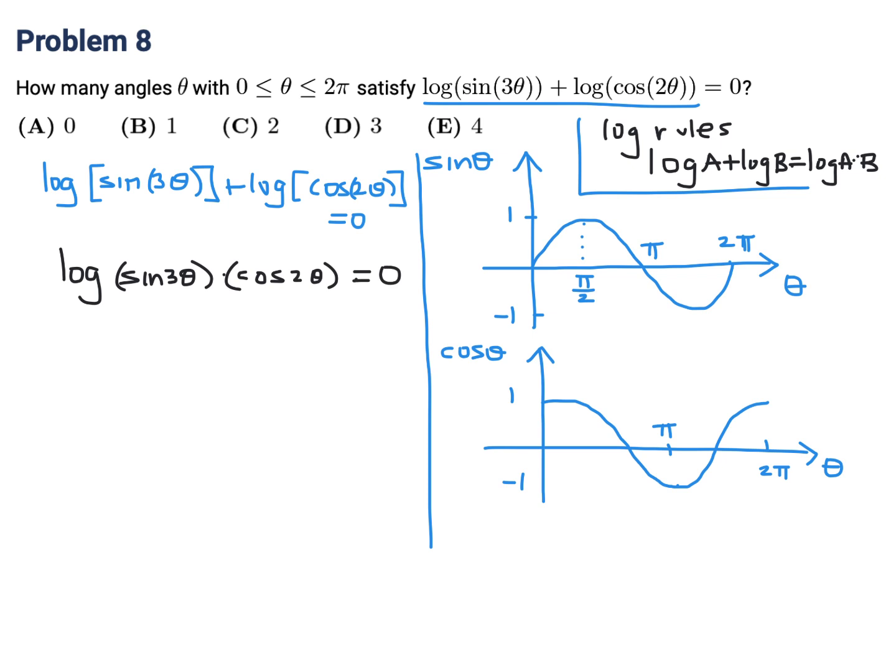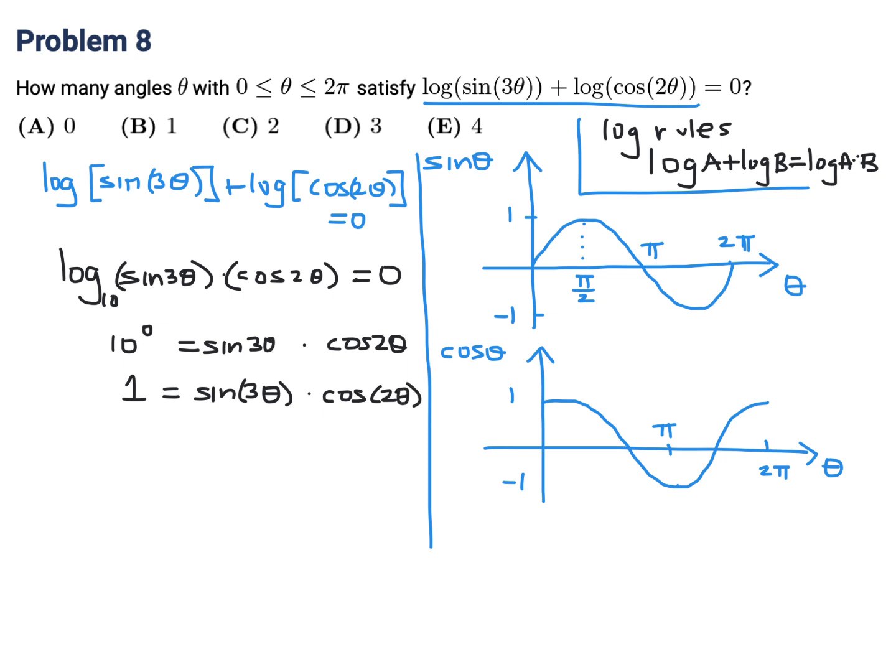Okay, so this was base 10. When they don't write a base, it's assumed to be base 10. We can write it in if we want. So simple log rules would say that 10 to the power 0 is this sine 3 theta multiplied by that cos 2 theta. So that's 1. So 1 is equal to the sine of 3 theta multiplied by the cos of 2 theta.